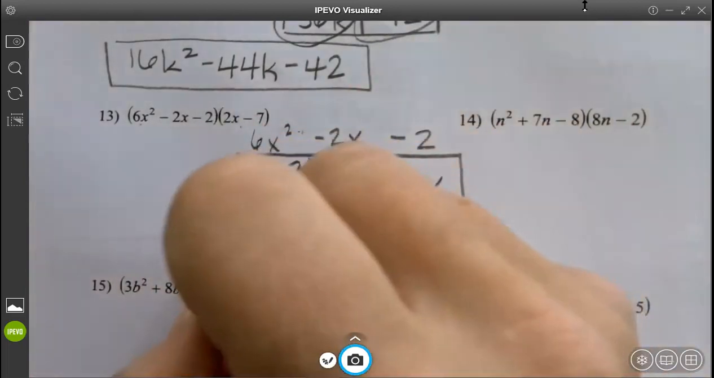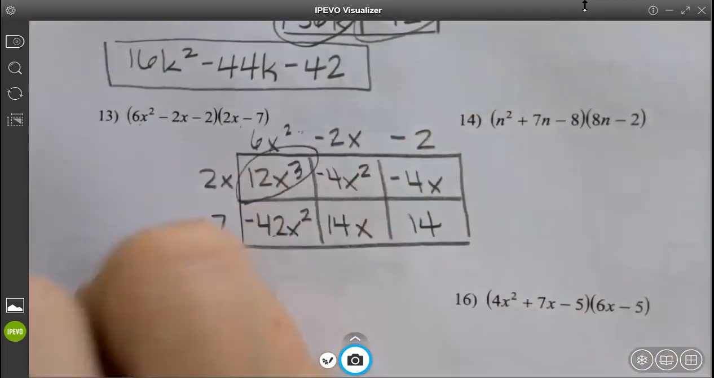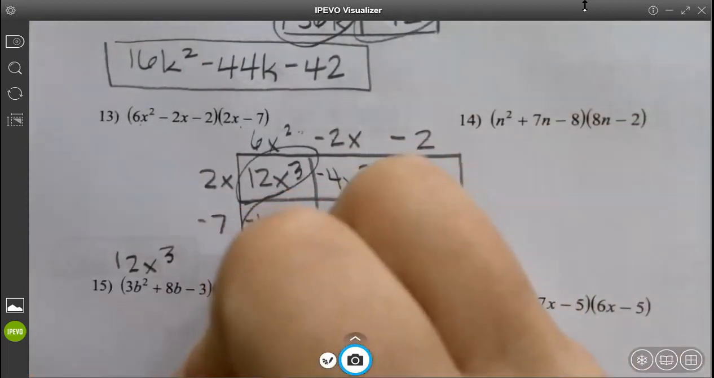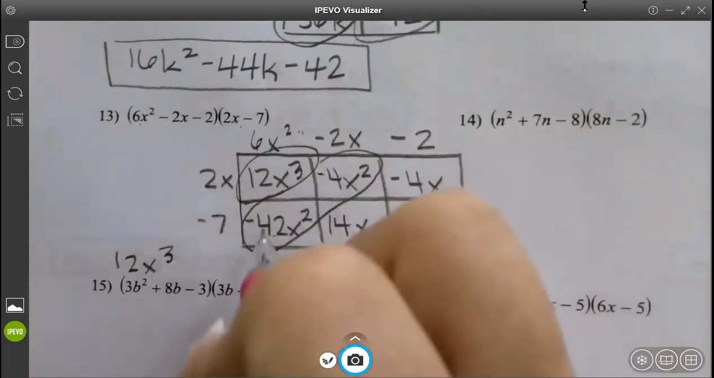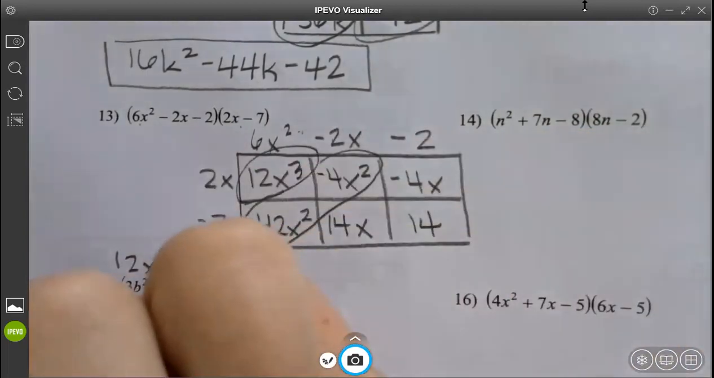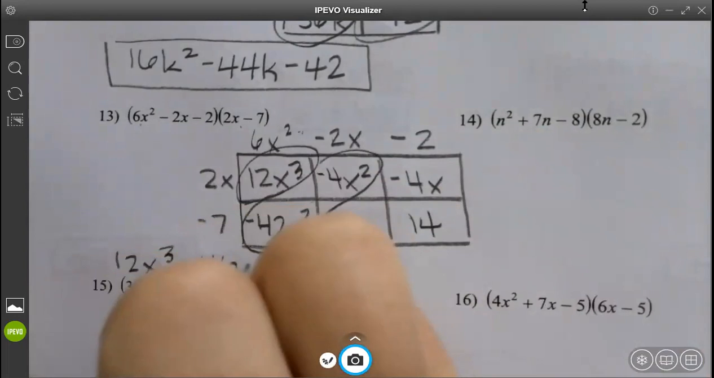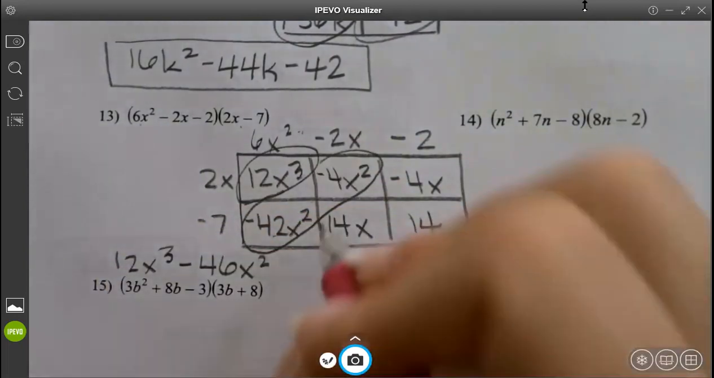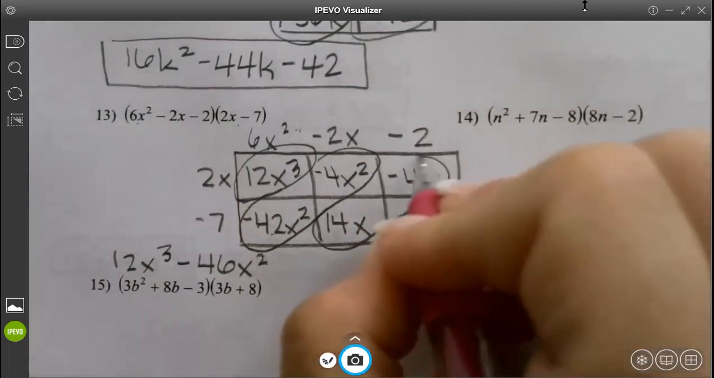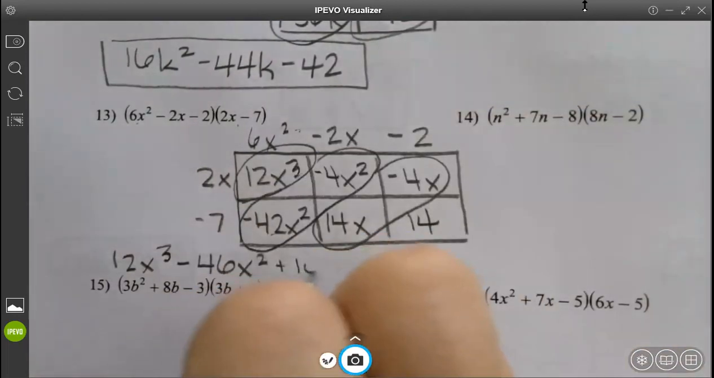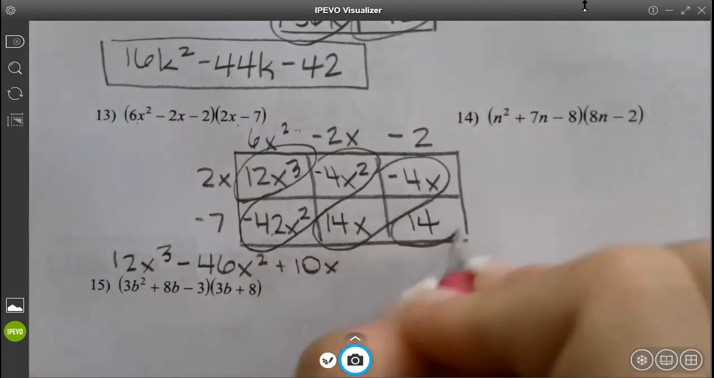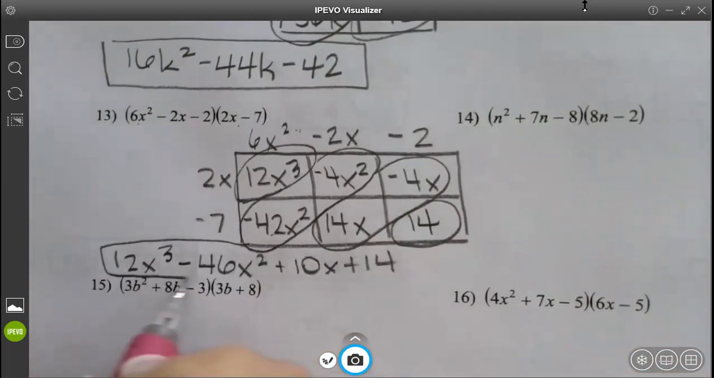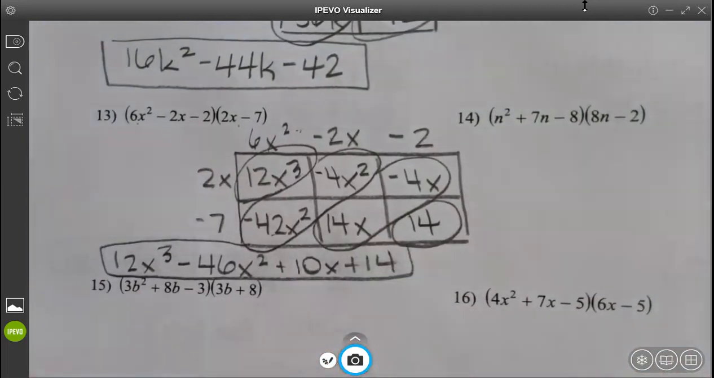Then work on your diagonals. Your first diagonal is 12x cubed. Add your next one: negative 42 plus negative 4 is negative 46, and they were x squared. 14 plus negative 4 is 10x, and the last box is a positive 14. That's your answer.